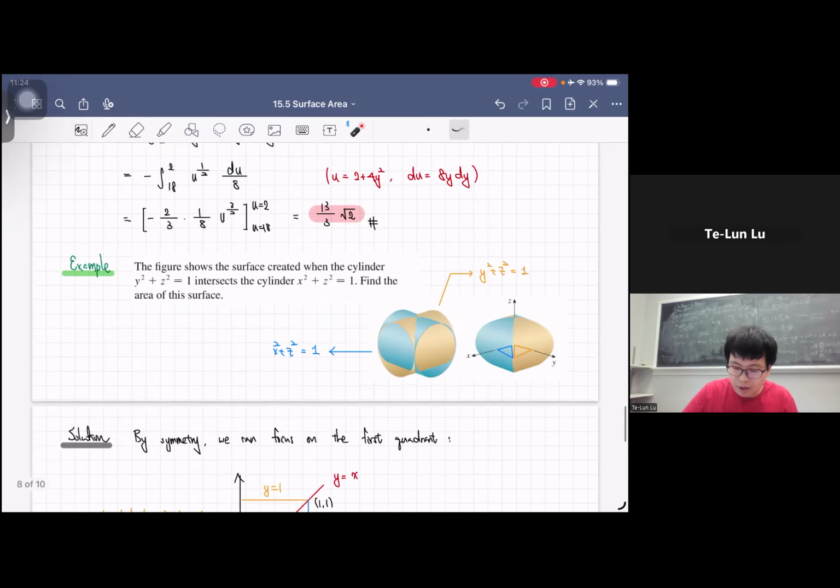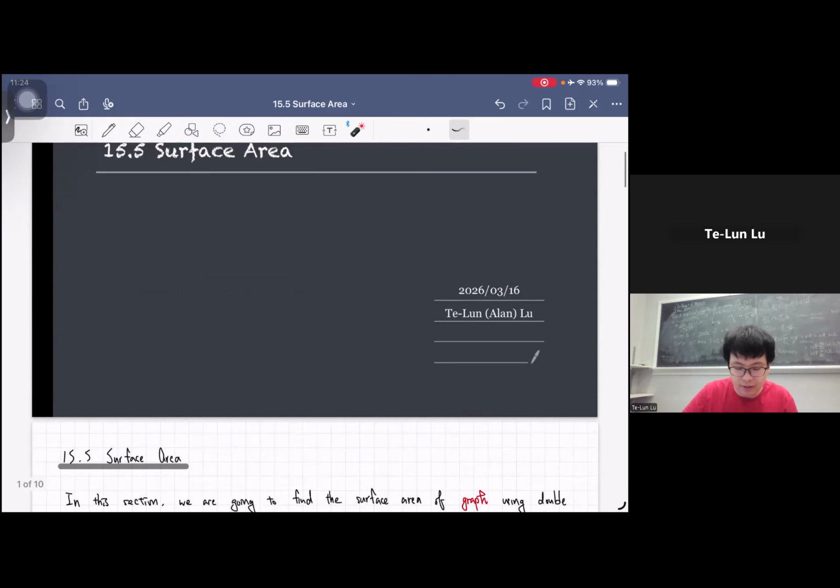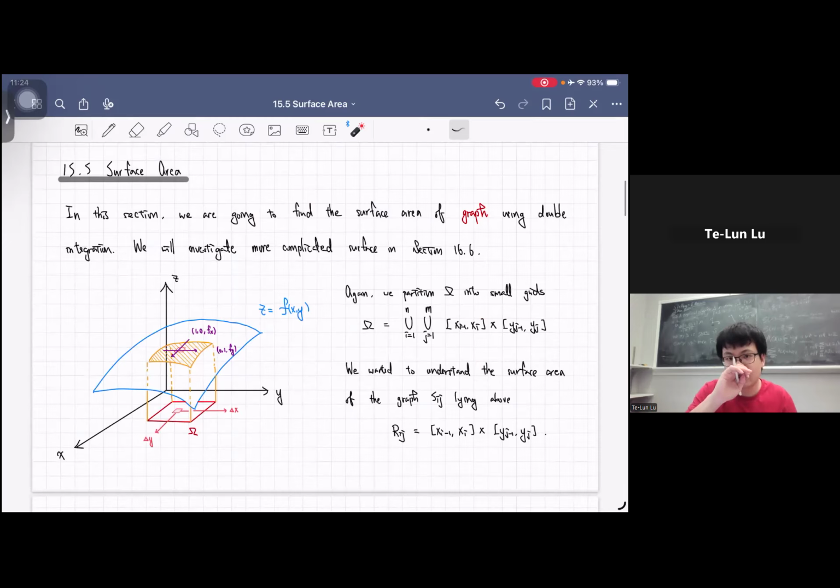Okay, as I mentioned, we will be seeing this again in chapter 16. In that case, we will see how we can generalize the formula to a more complicated version. And that version actually contains this particular case of the formula.